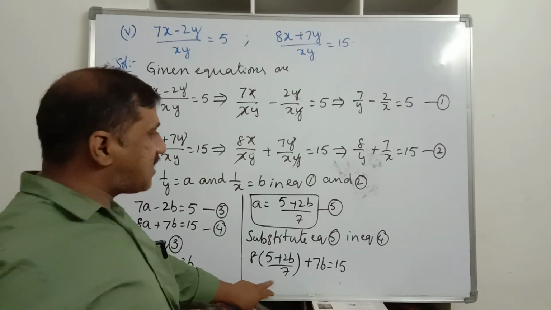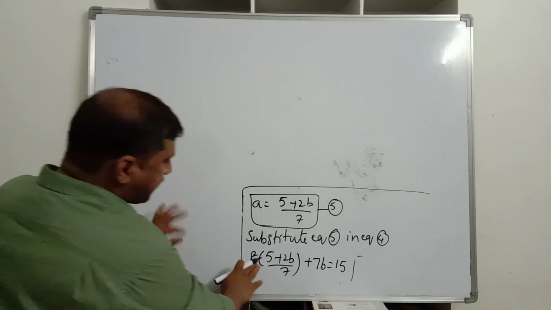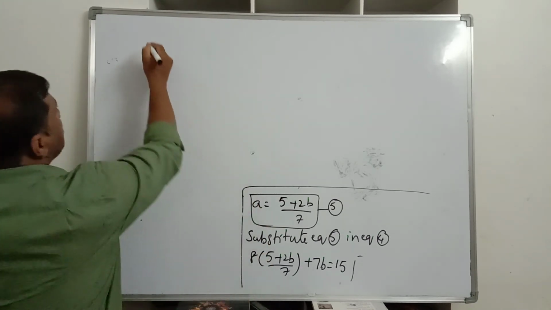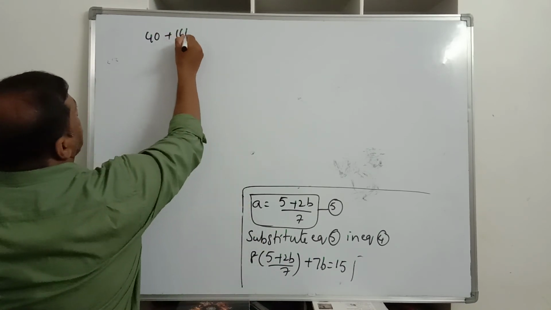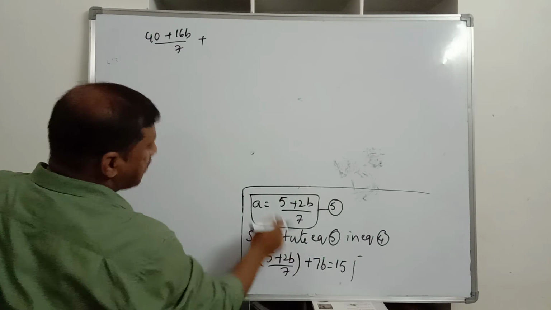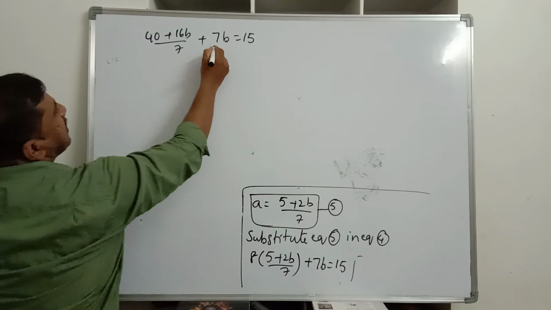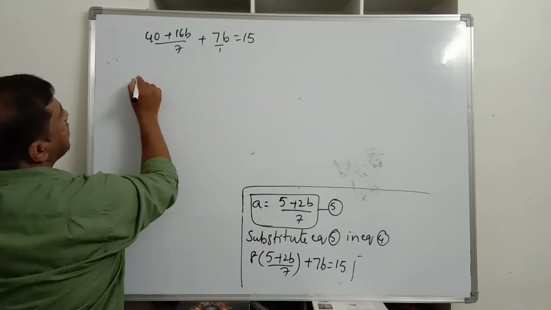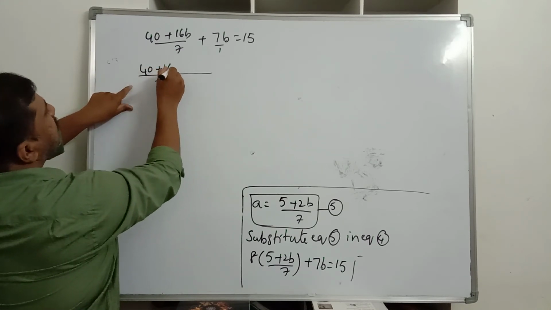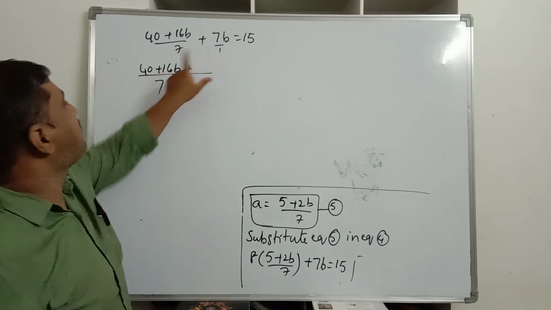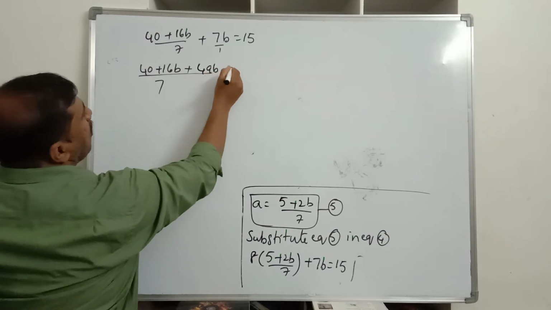Now here there are no cancellations. So multiply with 8. What we get? 8 into 5, 8 fives are 40, plus 8 into 2, it is 16b by 7, plus 7b, that is equal to 15. Now you take the LCM. 7b means it is 7 by 1. LCM for 7 and 1 is 7. Then we get 40 plus 16b, plus 1 sevens are 7, 7 into 7 is 49b, is equal to 15.